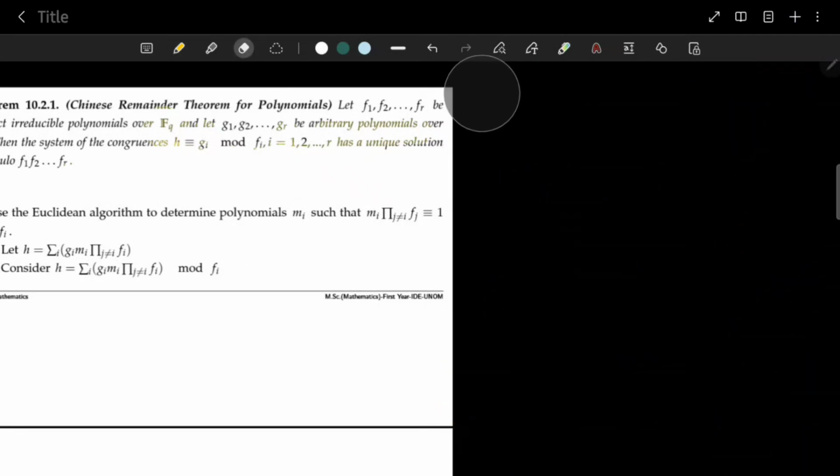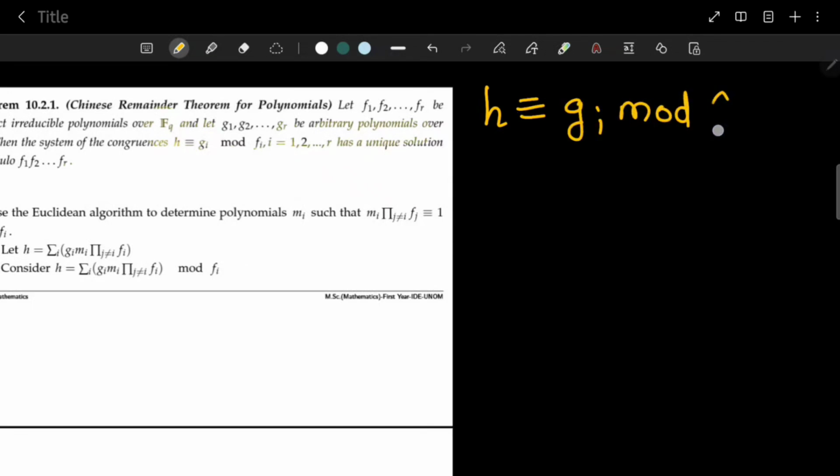What we are going to construct is h congruent to gi mod fi for each i.